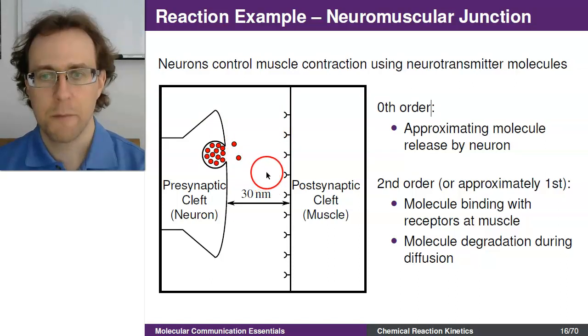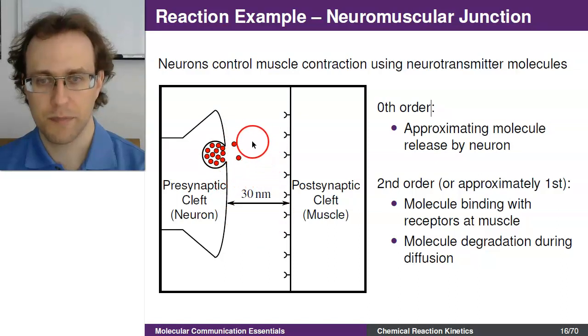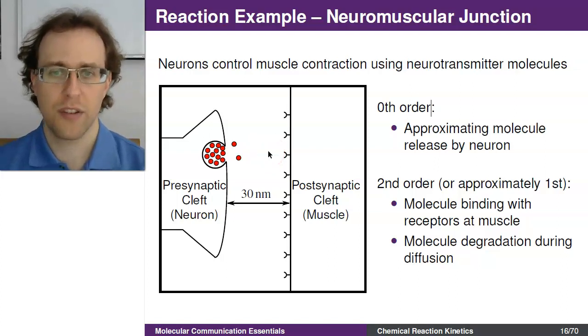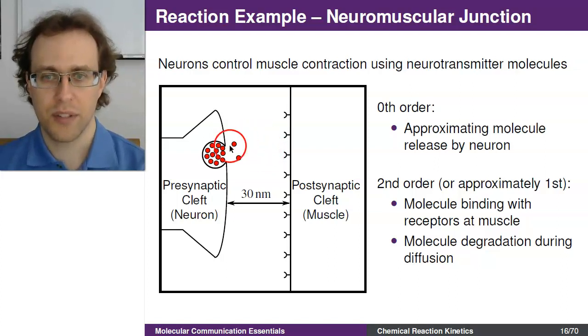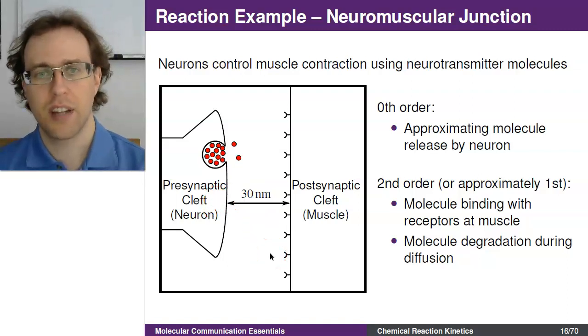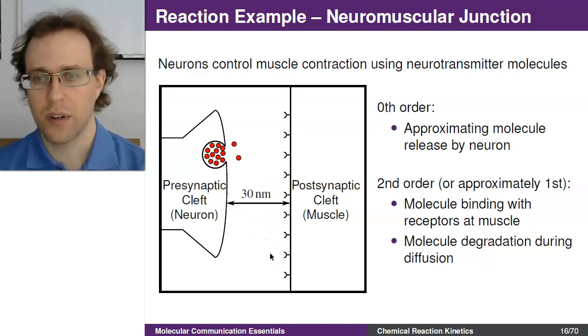Second, we also have a degradation reaction that occurs here in order to help clean up this channel. Because these molecules could hang around for a long time, there are processes in place where there are molecules that bind to these signaling molecules and then break them down so that they can be recycled and returned back for later reuse. This type of degradation reaction is also second order and can also be approximated as a first order reaction.